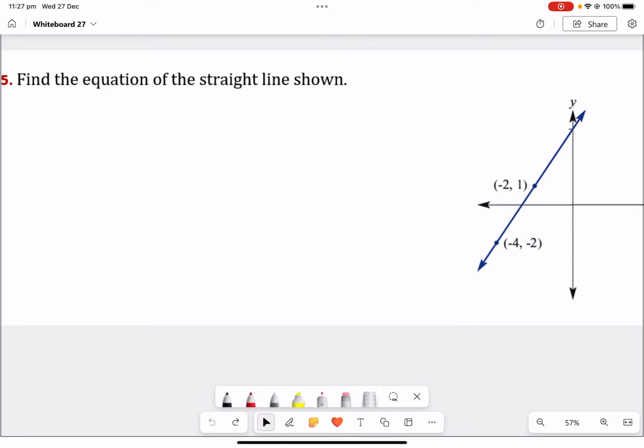Okay, so this question is asking us to find the equation of the straight line shown. As we can see, we have a straight line here, but we do not know the y-intercept and we do not know the gradient. So how do we do this?